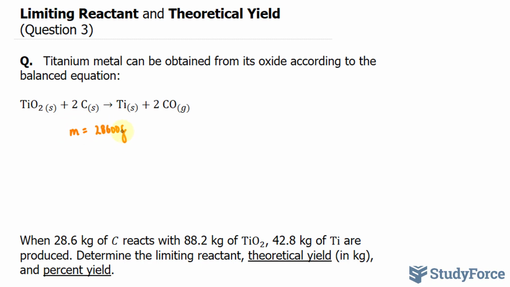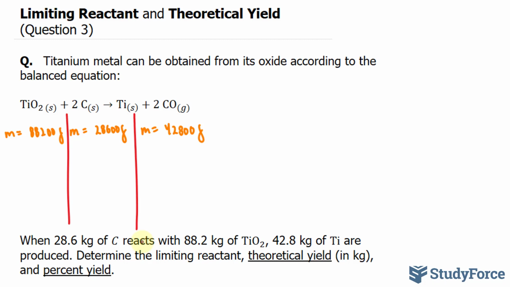28,600 grams. I'll do the same thing for titanium dioxide, where if I multiply 88.2 by 1,000, I end up with 88,200. And finally, we're told that 42.8 kilograms of titanium are produced. So we have M is equal to 42,800 grams.